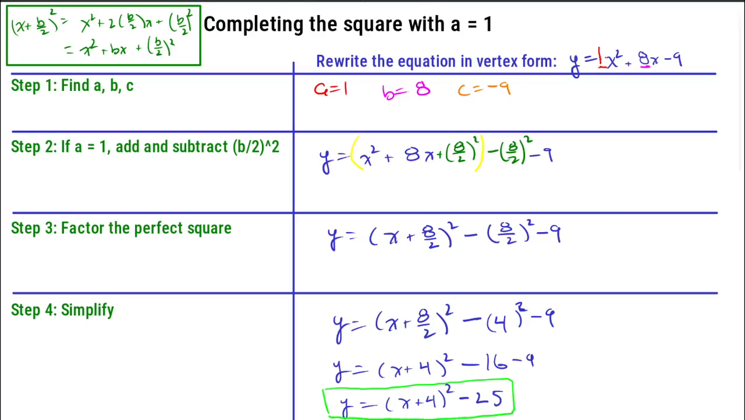And actually, this tells us the vertex, if you're curious. We take the constant term inside the parentheses, we flip the sign, minus 4, and then the k, the minus 25, keep the sign there. Minus 4, comma, minus 25 would be our vertex.